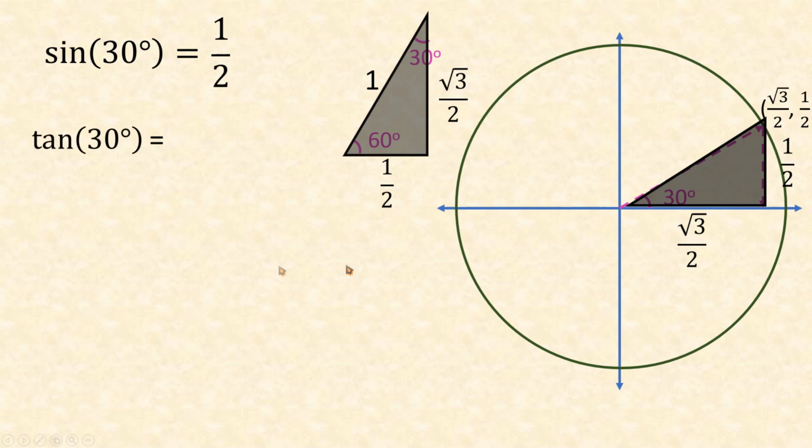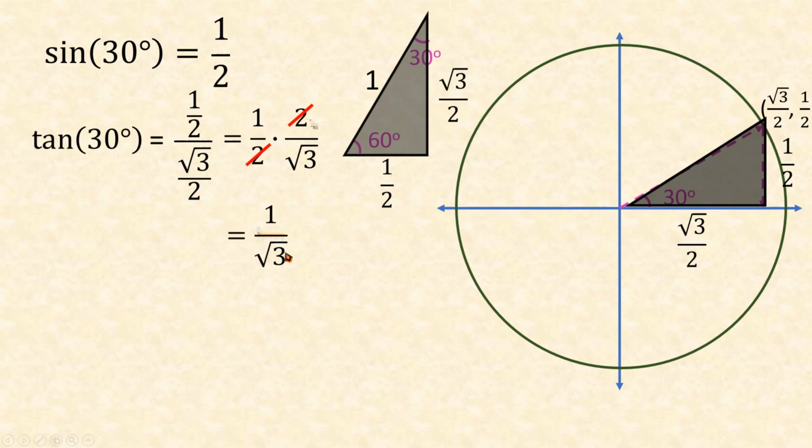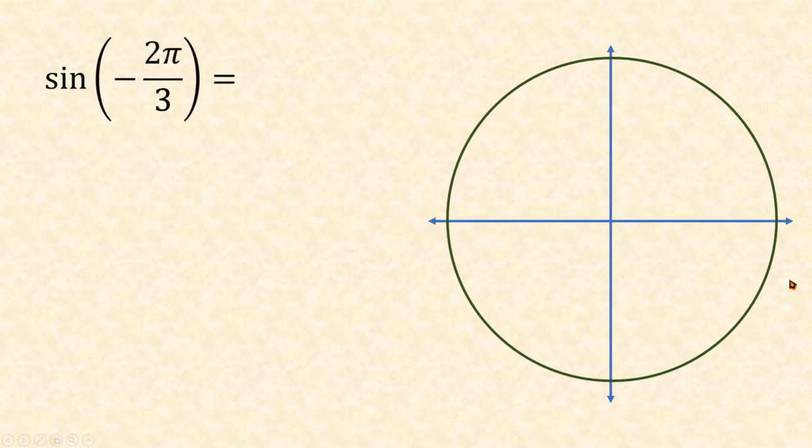Now if they want tangent, again, tangent is opposite over adjacent, right? So I have 1/2 over radical 3 over 2. It's 1/2 divided by radical 3 over 2. That means I take the top fraction, multiply by the reciprocal of the bottom fraction, because remember, you're dividing fractions, so you keep flip change, right? So 1/2 times 2 over radical 3, which gives you, cross out the 2, I get 1 over radical 3, which I have to rationalize, gives me radical 3 over 3.